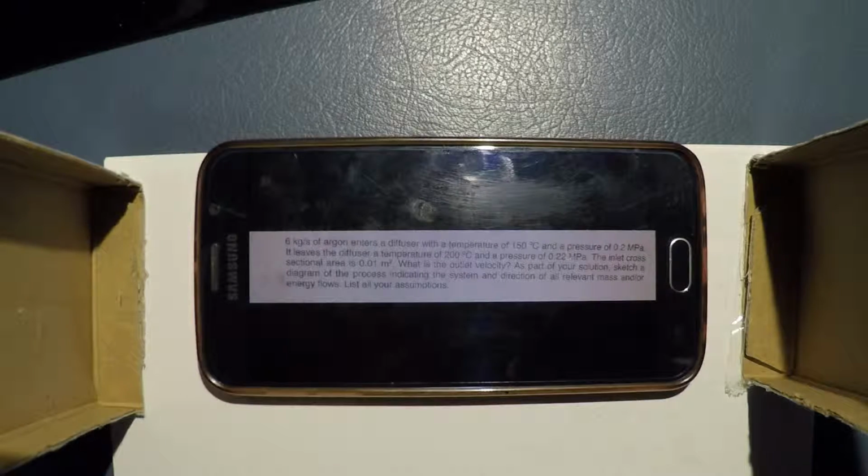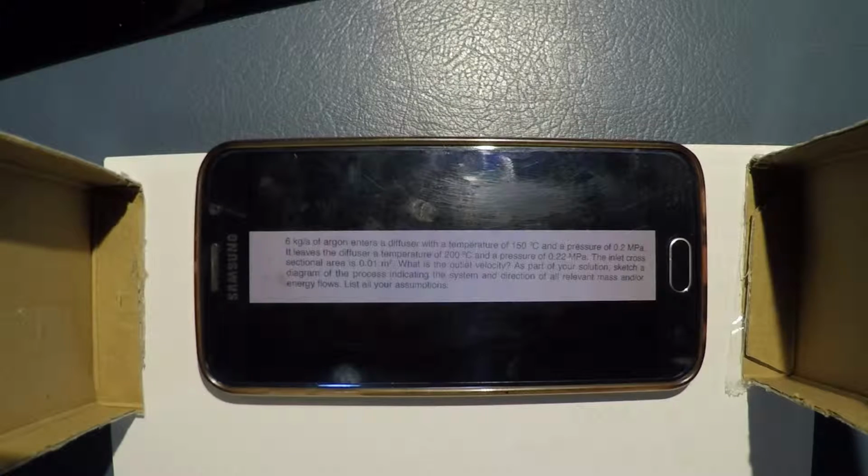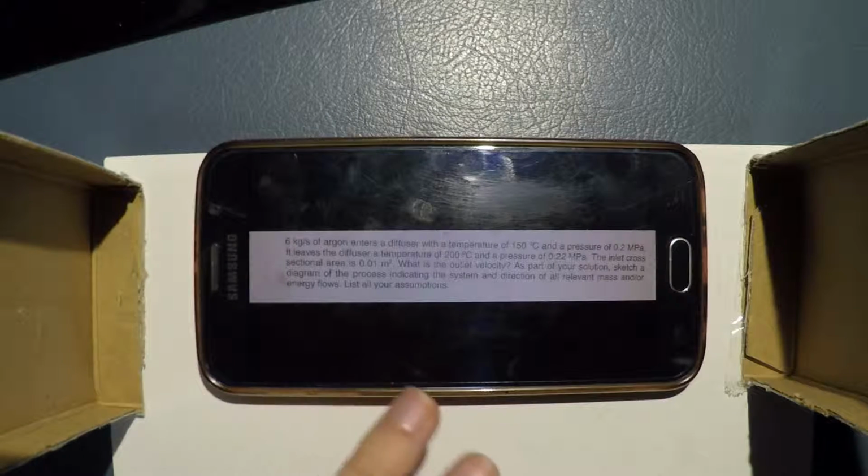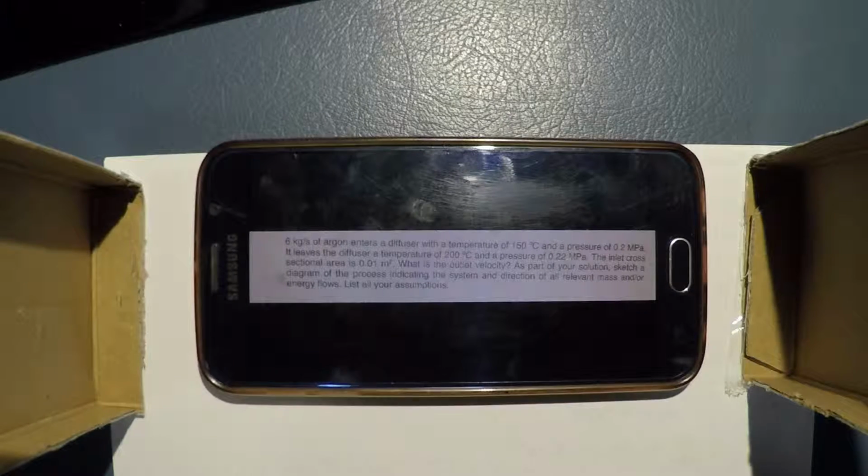Okay, so this is a question about a diffuser. Hopefully you can read that, but I'll read it out anyway. 6 kilograms of argon enters a diffuser with a temperature of 150 degrees and a pressure of 0.2 megapascals. It leaves the diffuser at a temperature of 200 degrees and a pressure of 0.22 megapascals. The inlet cross-sectional area is 0.01 meters squared. What is the outlet velocity?